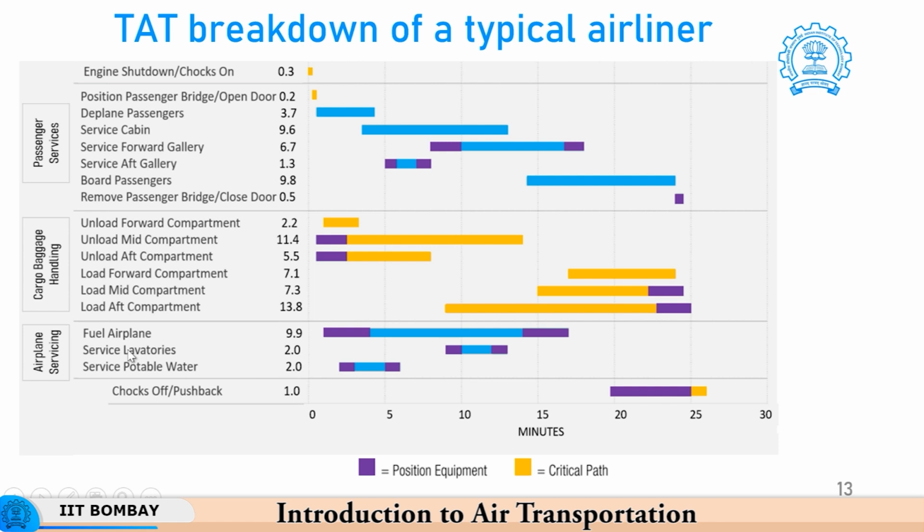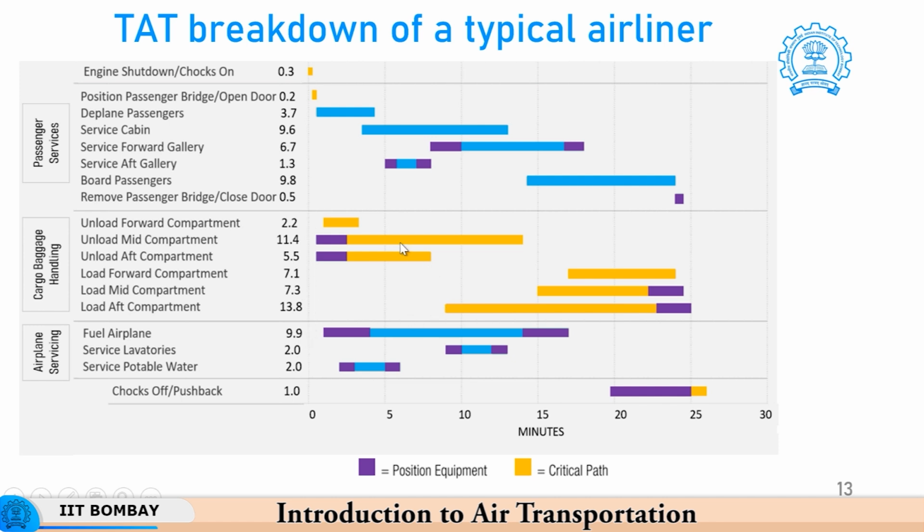Okay. So, servicing the lavatories and servicing of the portable water requires about 2 minutes each. For that you have to bring some vehicle, do the activity and then take the vehicle away. Similarly, for the lavatories, you bring a vehicle, do the activity and take it away. Fueling of the airplane also requires the same thing, and it takes perhaps the maximum amount of time amongst the airplane servicing. Cargo baggage handling is the one that consumes the maximum time.